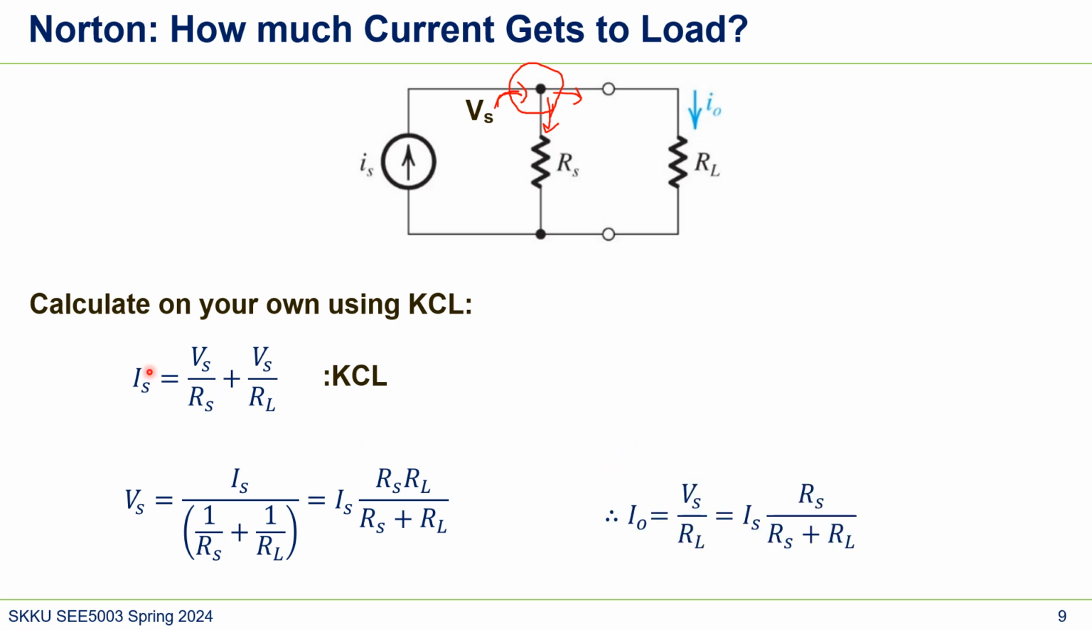So if we substitute this Is to here, we got Io is Vs divided by RL, and then we can substitute Vs from here, and then we got this. Well, this is actually a current divider.